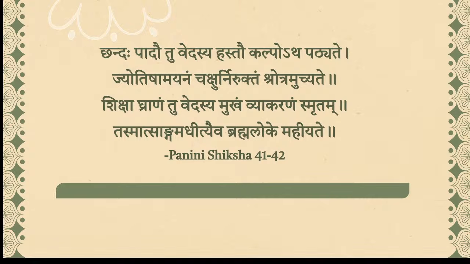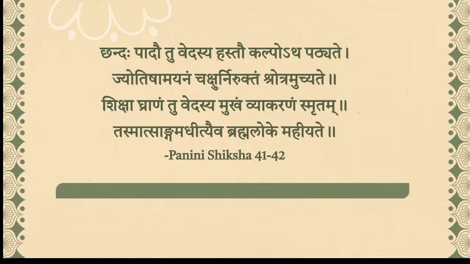It means the Kalpa is the two hands of the Vedas, and Jyotisham Ayanam Chakshuh. It means Jyotisha is the eyes of the Vedas, and Niruktam Shrotram Uchyate. Nirukta is the ears. Shiksha Ghranam. It means Shiksha is the nose, and Vedasya Mukham Vyakaranam Smritam. It means the mouth of the Veda is said to be Vyakarana. So this is the imagination of the writer, when he imagines that if the Veda is a Purusha, what would be the limbs, what would be called the mouth, and he just gives an analogy. But it has certain meanings as well.